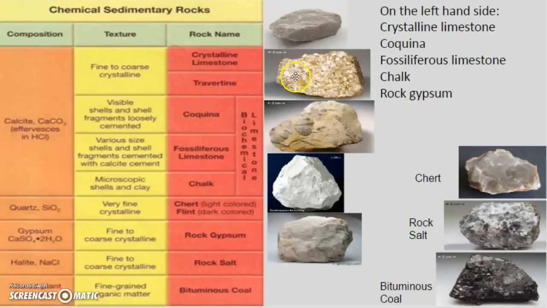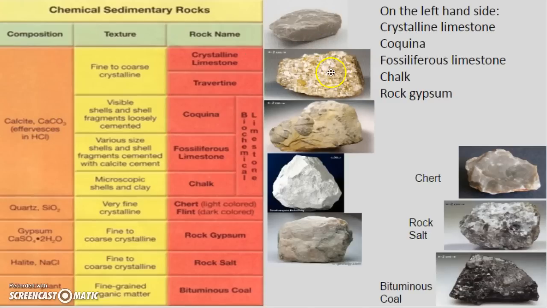They generally form from some precipitate. They come out of solution. So the first ones we can look at, if we talk about crystalline limestone. Here's a picture of a crystalline limestone. It's going to be comprised of primarily calcite. So therefore, it'll effervesce vigorously in the presence of a weak acid of HCl.